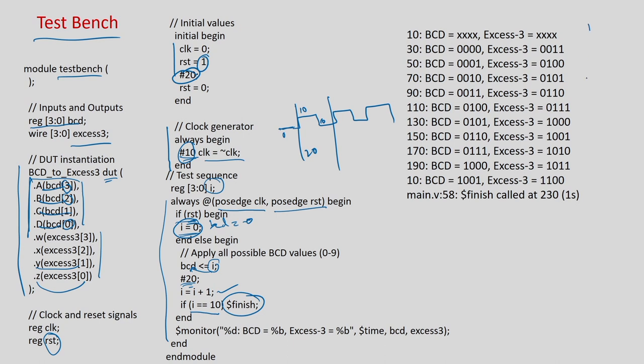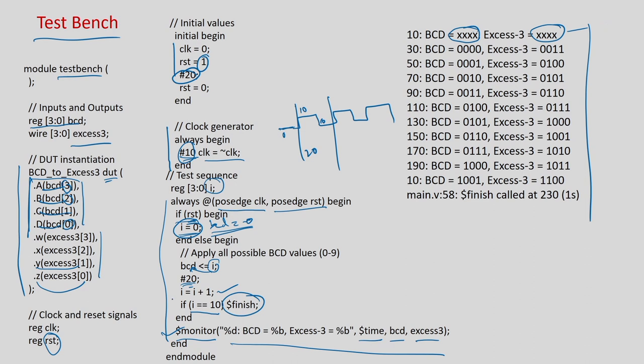And this is my simulation result. As I mentioned, I do not set BCD equal to 0, so initially my BCD value is X, unknown, and my output is also unknown because I do not have any known value. What I am printing here with $monitor is the time, the value of BCD and the value of XS3, so whatever the input and output. This monitor will work whenever any of these values gets changed. So initially it was BCD X and the output is this.